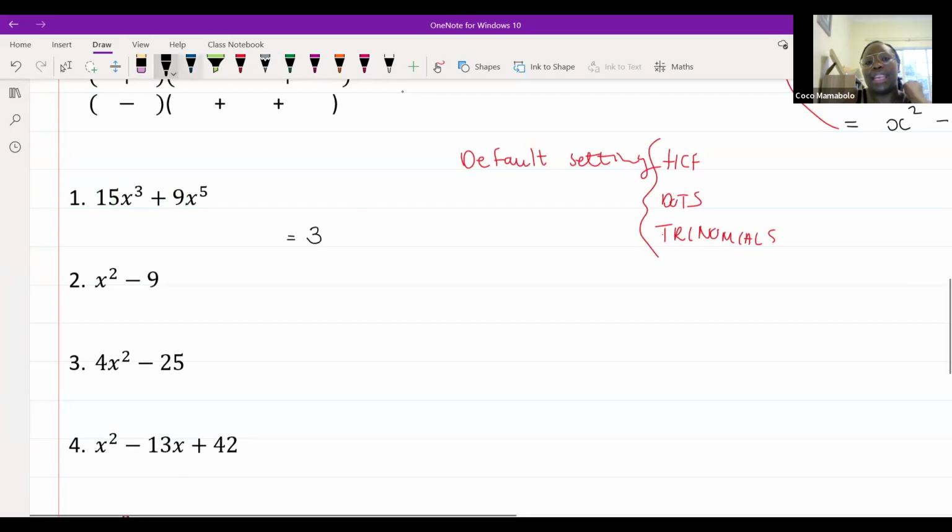Good. Then let's think about our variables. What is the highest common factor of x cubed and x to the power 5? It's x to the power of 5.